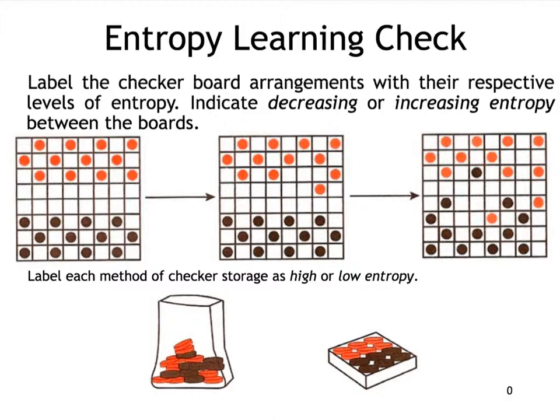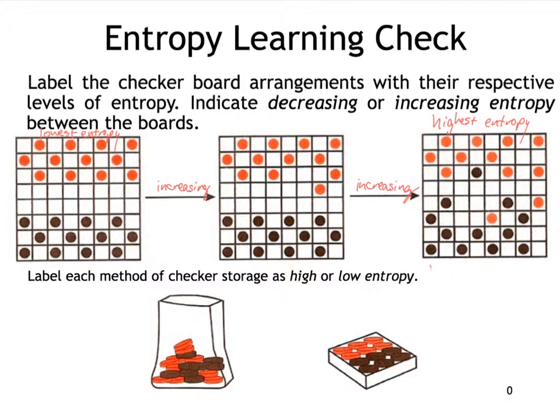All right, let's do a learning check. Let's label the checkerboard arrangements with their respective levels of entropy, indicating decreasing or increasing entropy between the boards. So those are my answers. The highest entropy is going to be there on that right-hand board, and the lowest entropy would be over on the left-hand board, increasing left to right.